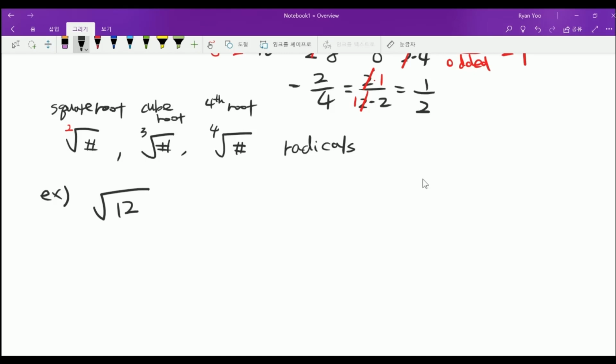All right, so let's simplify. In order to simplify, again, you need to do the prime number factorization. So look at 12, and what times what is 12? 4 times 3 is 12. And 4 is 2 times 2. So I'm going to write this as 2 times 2 times 3. But don't forget there's a square root, so I'm going to write the square root. Another way is to write this as 2 squared times 3. There are 2 times 2, we write that as 2 squared times 3.